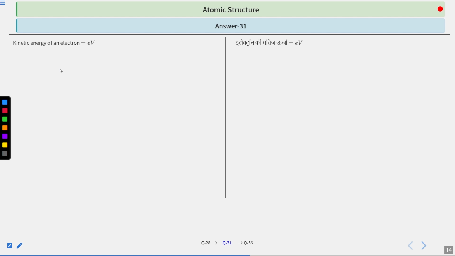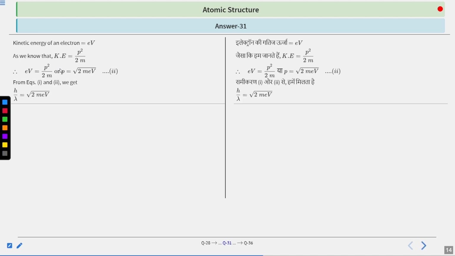Moving on to the solution further, the kinetic energy of an electron is eV, and we also know that kinetic energy can be written as p square by 2m, that is the momentum square by 2m. Now if you put this p value here, you will get h by lambda equals root under 2 meV. No, sorry, eV is your kinetic energy. So from equation 1 and 2, we can write h by lambda is root under 2 meV. Clear? Okay. Now moving further.